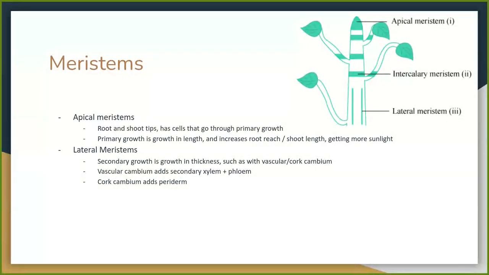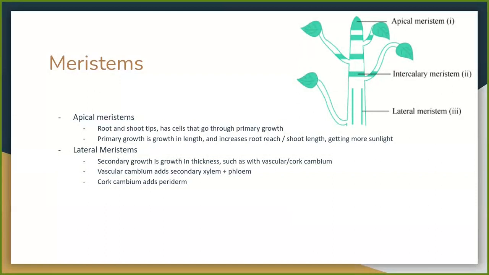Okay, moving on to meristems. Meristems, remember, are a bunch of tissues that allow for growth. There's a few types, one of which is the apical meristem. These are found at the root and shoot tips, and they have cells that will go through primary growth. Primary growth is just growth in length, and allows for more reach from the roots or the shoots. And this allows for more sunlight or more area underground to get materials from the soil.